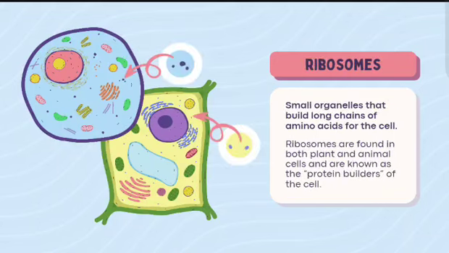Then ribosomes. As you can see, there is a dot, dot. You can see the small details are also given. I'm explaining all. The small organelles that build long chains of amino acids for the cell. In the cell, amino acids in the cell. It builds long chains.